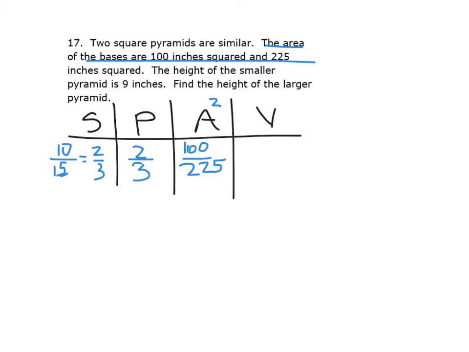If we wanted the volume, we would cube it. 2 to the third power is 8. 3 to the third power gives us 27.